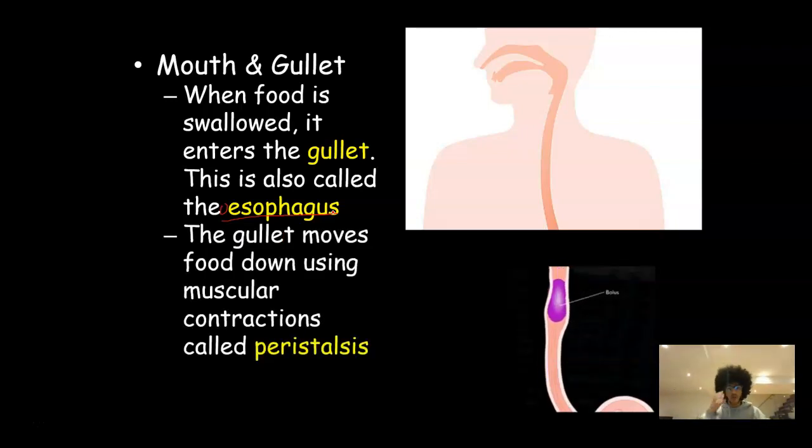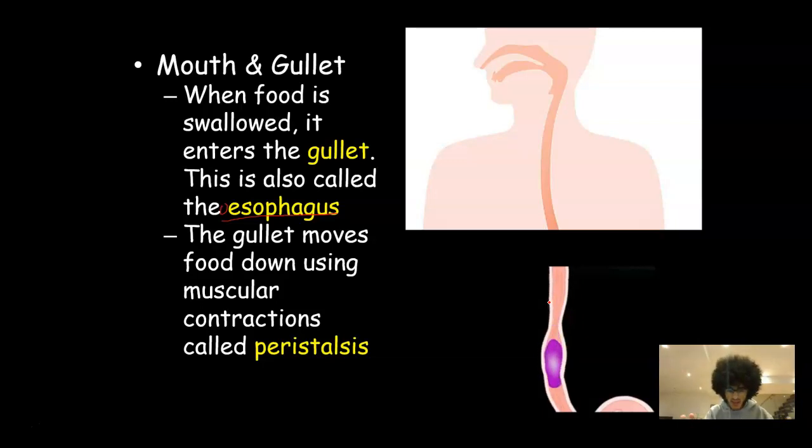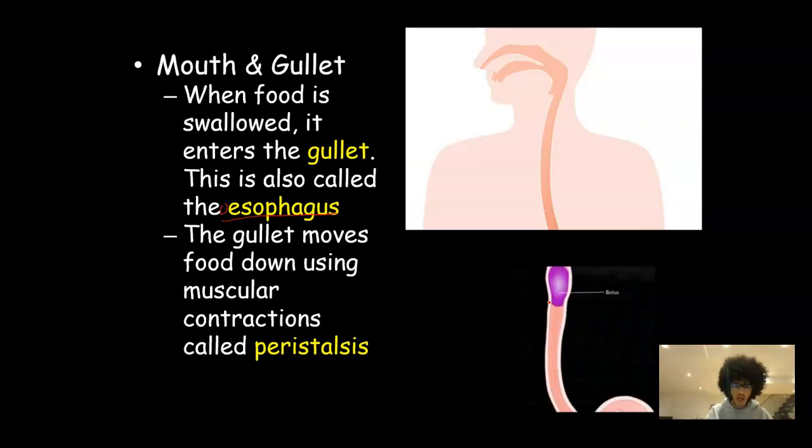Now, the gullet moves food down using a muscular contraction, and this muscular contraction is called peristalsis. If you look at the animation I've got here, you can see that we've got this bit of food, and it's slowly getting pushed down by the walls of the esophagus, the gullet, squeezing the food down. So that's why food is able to move down the gullet, even when you're lying down. If you're upside down, your gullet is always moving food down in that motion. So it's quite an impressive feat of engineering in your body. So that's peristalsis. So that's the mouth and the gullet.